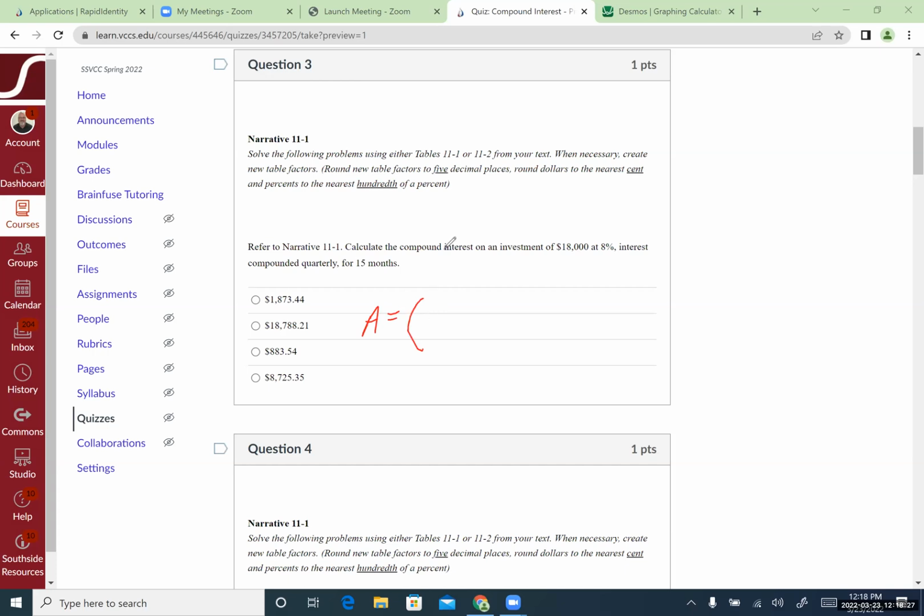So this is going to be, the amount is the principal, 18,000 this time. 1 plus the rate is 8%, divided by, it's compounded quarterly, so it's 4 times per year. Now, 15 months, how many years is that? 15 months is 15 divided by 12, 1.25 years. So we have 1.25 years, and it's compounded 4 times per year. So that's what our calculations will look like.